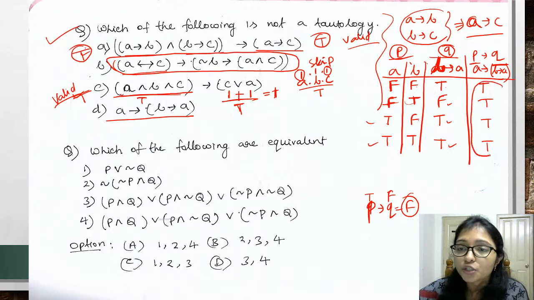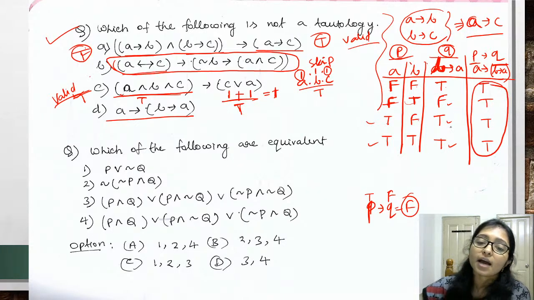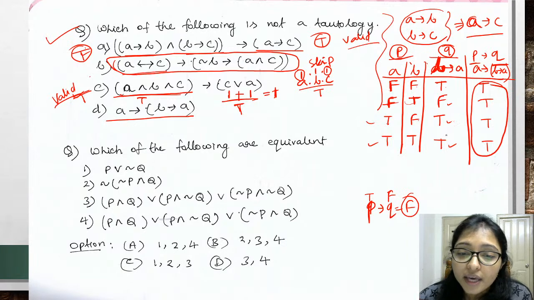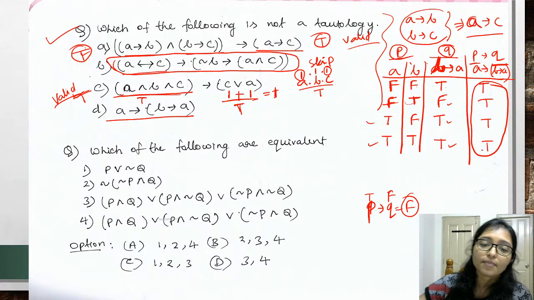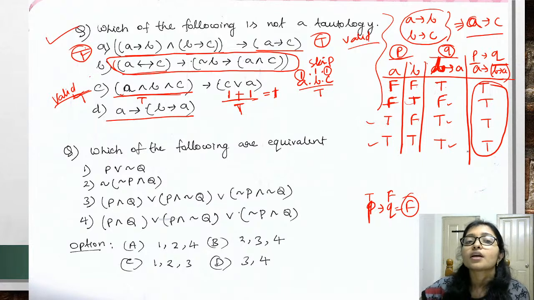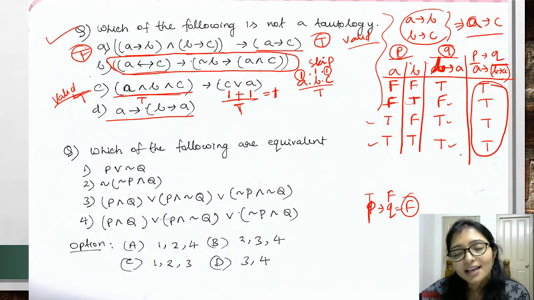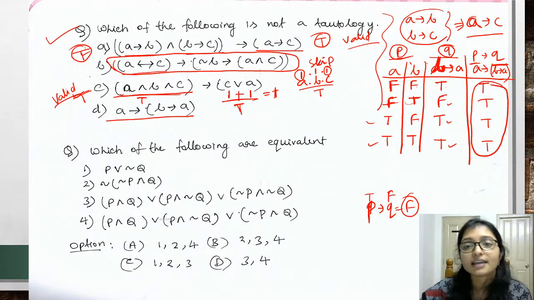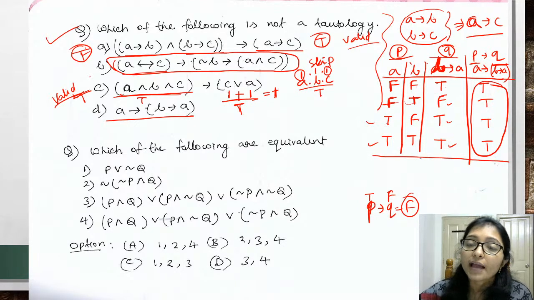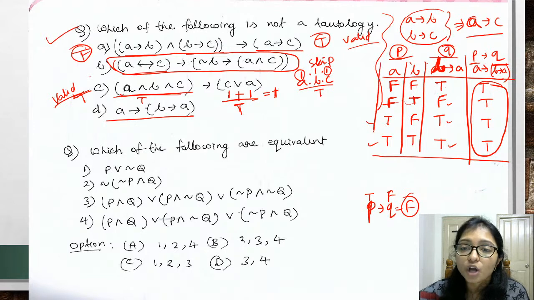All are coming true. When all are coming true, here A is true, so B implies A must be true. Yes, that was that logically you can think. If you are not able to think logically, then you can solve in this way also. I am showing you the alternative way, that if you are not able to think logically, then you can do by truth table also.